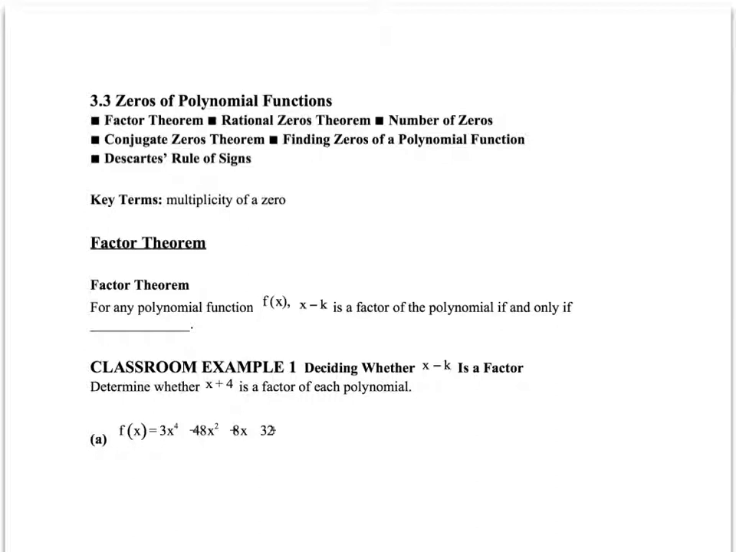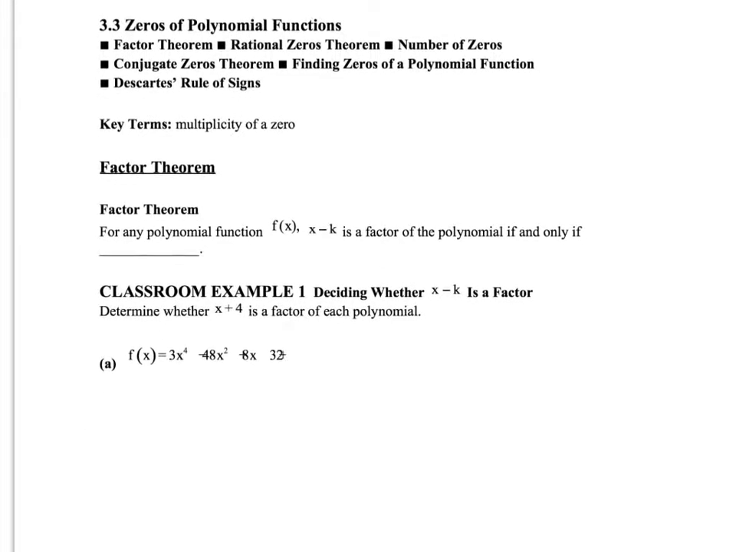Now remember that we discussed if we do synthetic division and we end up with 0 in the remainder spot, that told us that value would be a 0. In other words, x minus that value, whatever our k was that we were dividing, would actually be a factor of the polynomial. So we're just going to look at the same concept with a little different form for the question today.